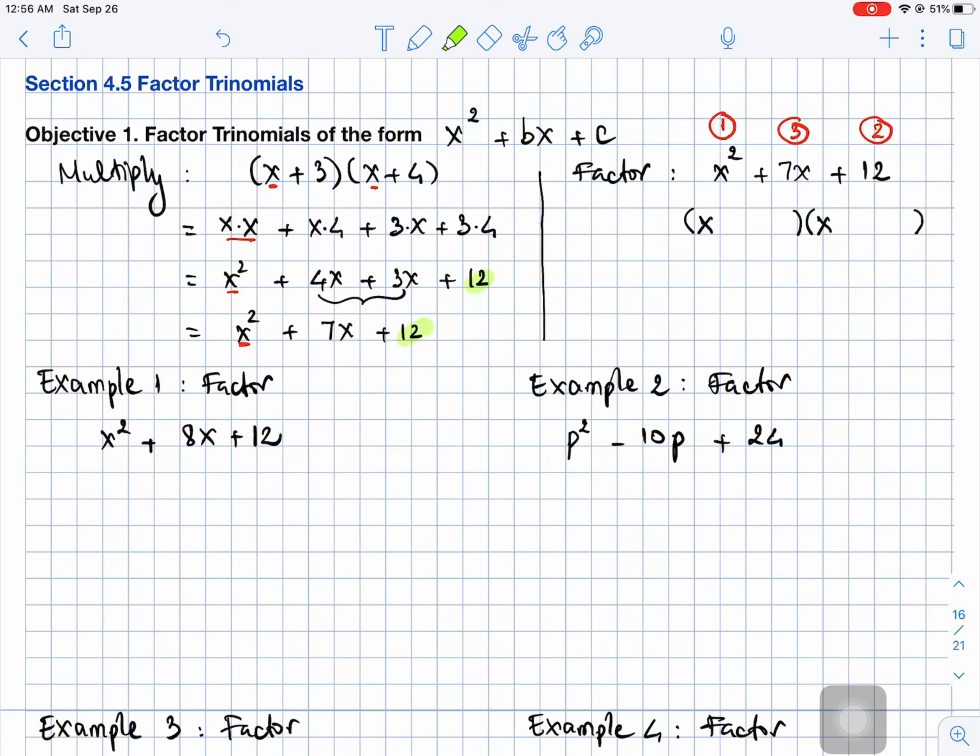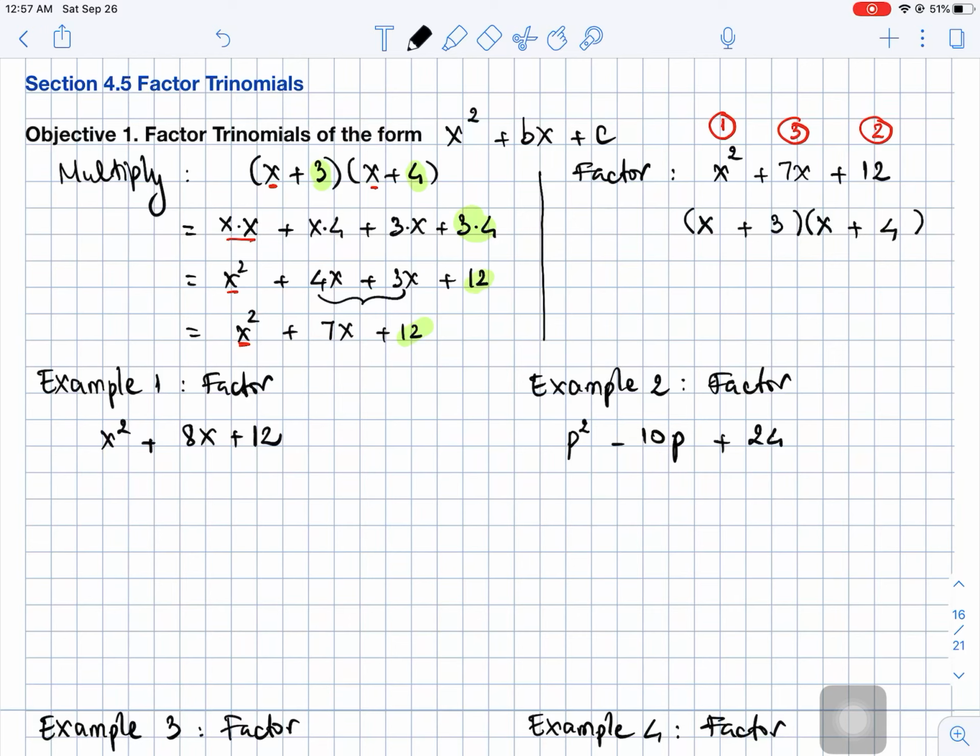Now the second step is the 12. 12 comes from 3 times 4, and 3 and 4 are in the second location of each parenthesis. And then we have plus and plus.